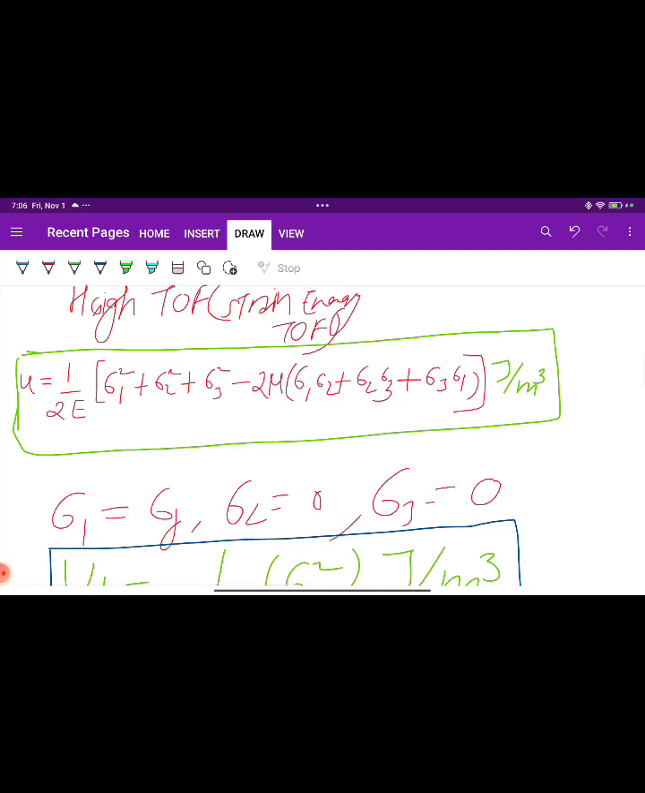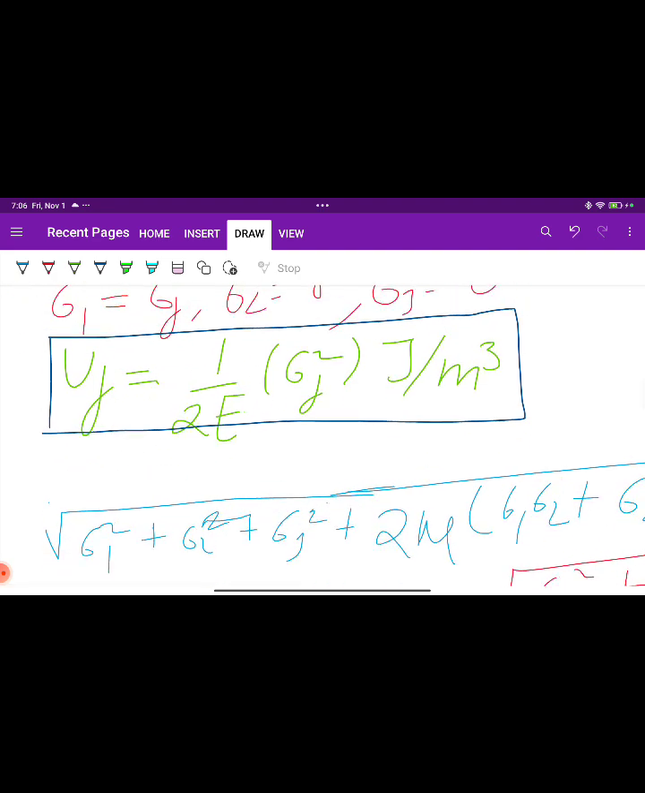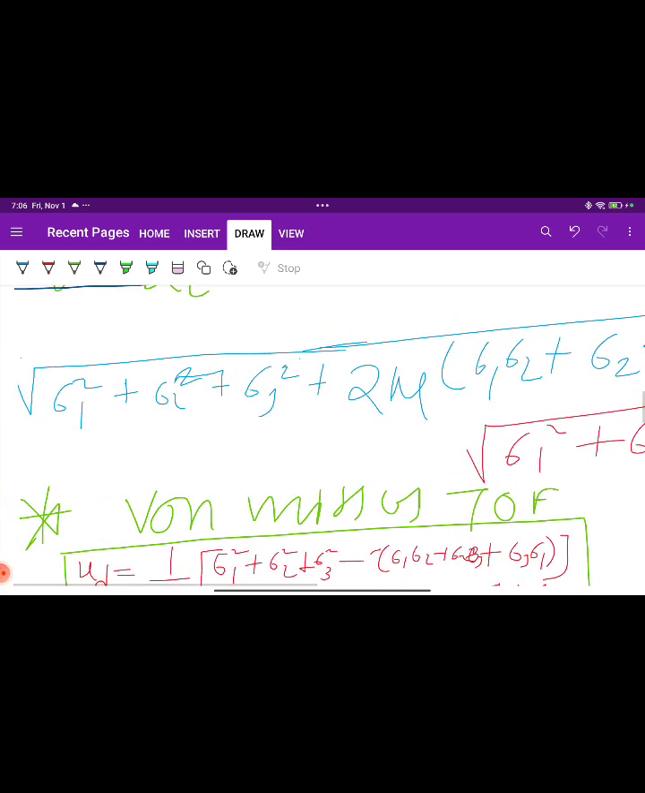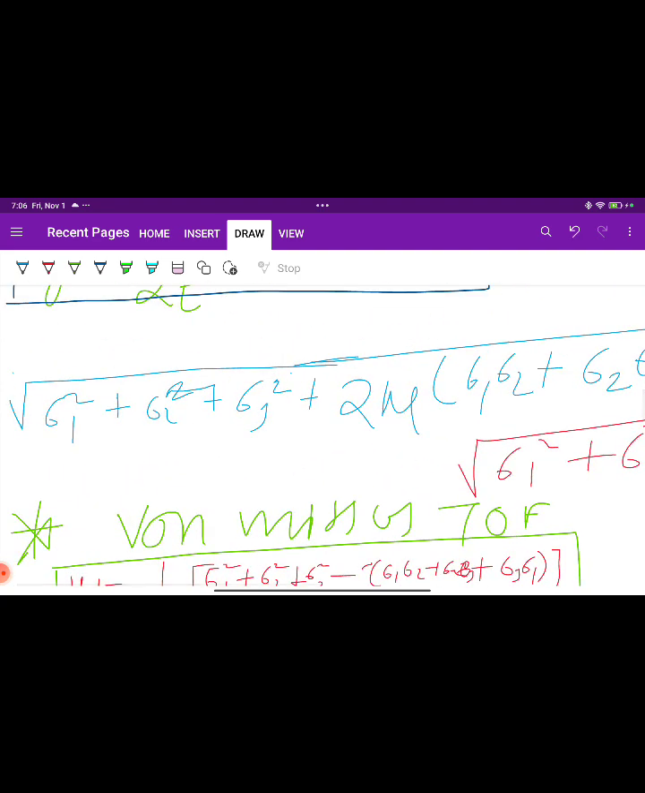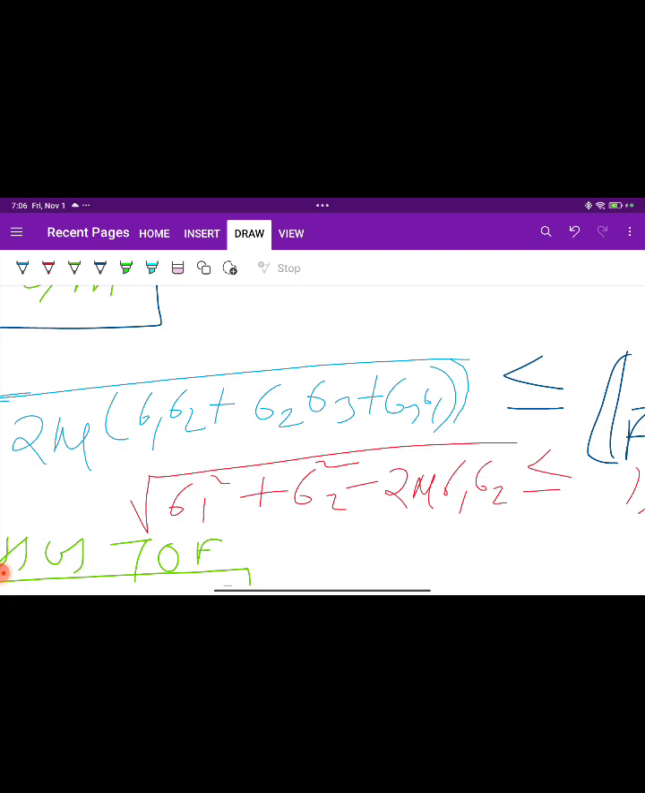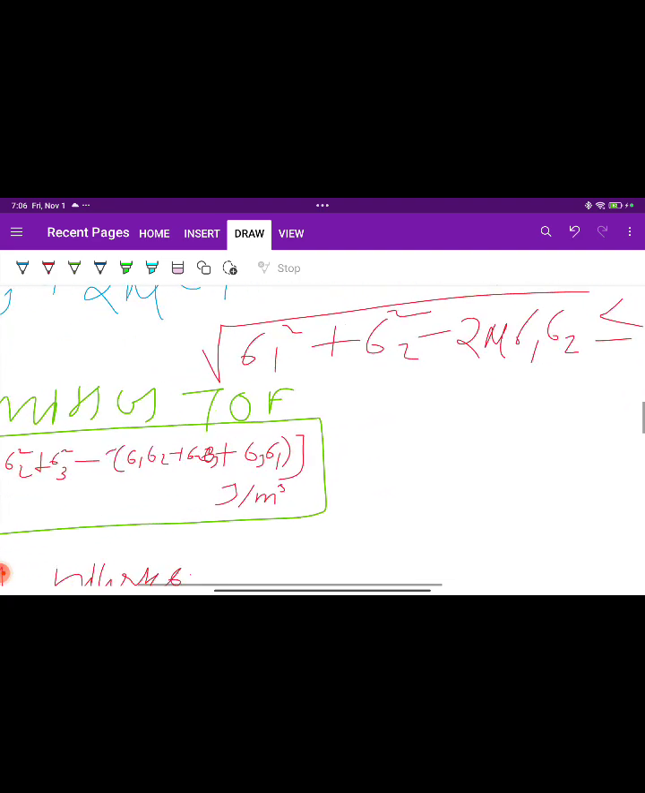And Haigh's theory talks about strain energy, which is equal to 1/2E [sigma 1 square plus sigma 2 square plus sigma 3 square minus 2 mu (sigma 1 sigma 2 plus sigma 2 sigma 3 plus sigma 3 sigma 1)]. Joule per meter cube is the unit. At the time of failure this will be the formula, and for a safer design it will be less than this. In 3D condition, sigma 1 square plus sigma 2 square plus sigma 3 square plus 2 mu sigma 1 sigma 2, sigma 2 sigma 3 and sigma 3 sigma 1. In 2D it's simple, we don't need to write the sigma 3 condition.